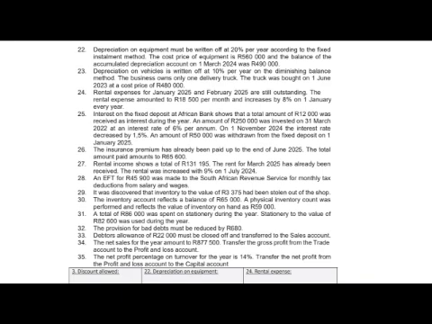23. Depreciation on vehicles is written off at 10% per year on the diminishing balance method. The business owns only one delivery truck. The truck was bought on 1 June 2023 at a cost price of R480,000. 24. Rental expenses for January 2025 and February 2025 are still outstanding. The rental expense amounted to R18,500 per month and increases by 8% on the 1st of January every year.